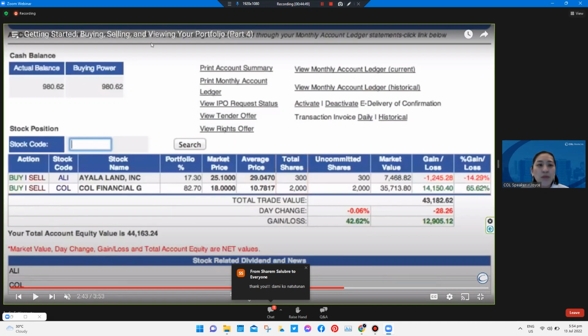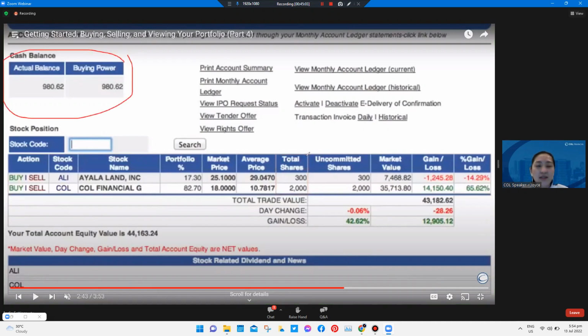Okay, let me go through the portfolio here for you as well. If you were able to buy, don't forget that your cash balance will be deducted, and your cash balance is here on the upper left. So if you're able to buy, it's minus na yan, na-deduct na yan. Then the next thing that you have to take a look at is the number of shares. Did this increase, or was it credited to your account?